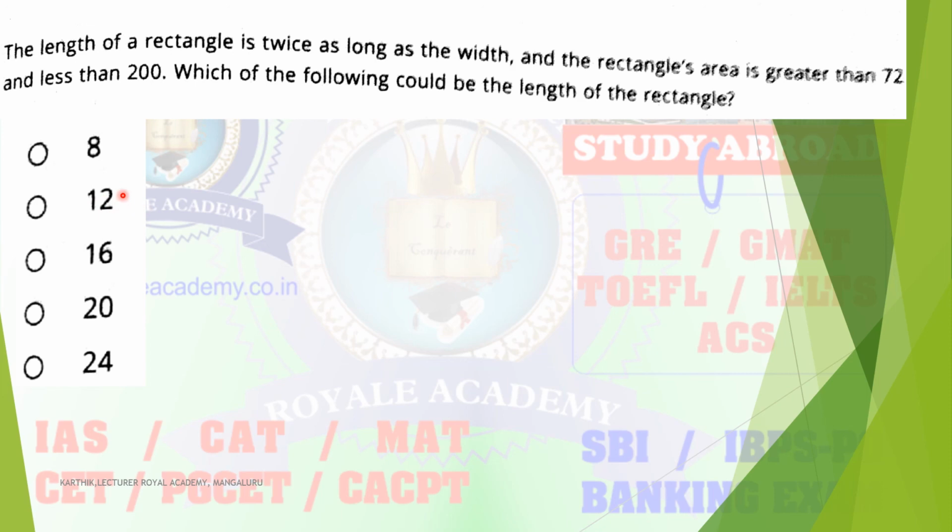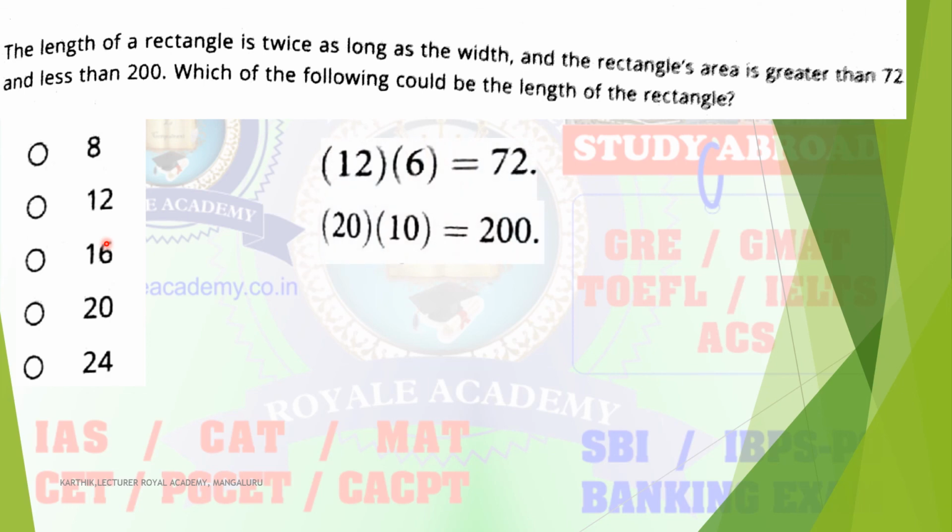Next, go for the second option, 12. If the length is 12, then the width is 6. 12 sixes are 72. That matches exactly, but they mention the rectangle area is greater than 72, not equal to 72. So then take 16. The width is 8. So 16 eights are how much?